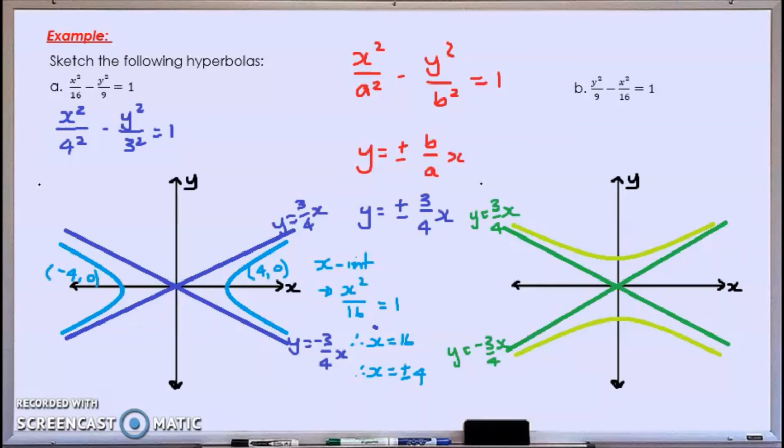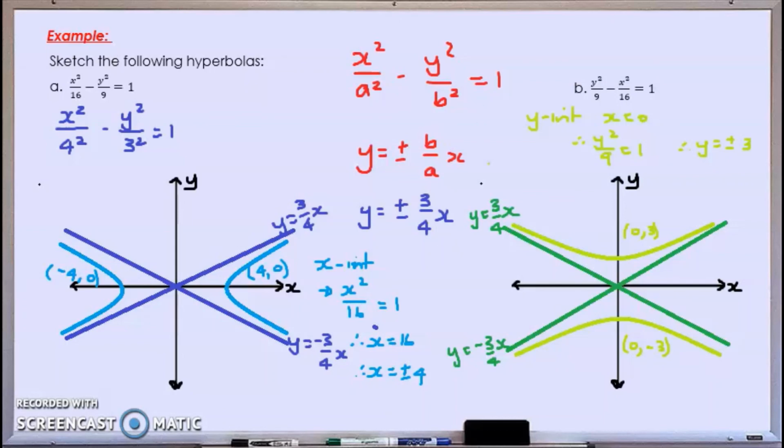For here, I'm dealing with y-intercepts. So, for when I'm doing that, remember, I allow x to equal 0. And therefore, y squared over 9 equals 1, and therefore y equals positive or negative 3. So this intercept here is going to be at (0, 3), and this one's going to be at (0, -3). And so now we've drawn two hyperbolas.